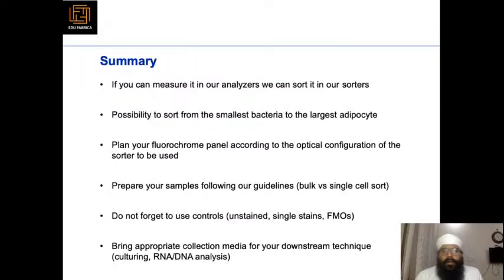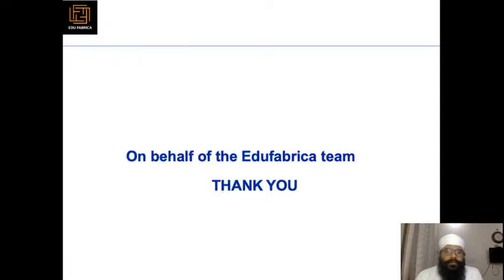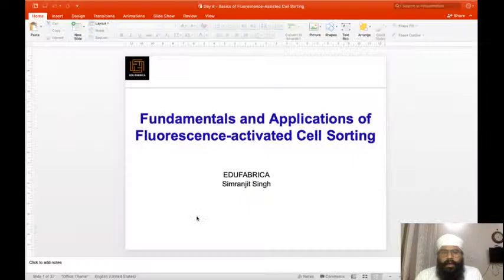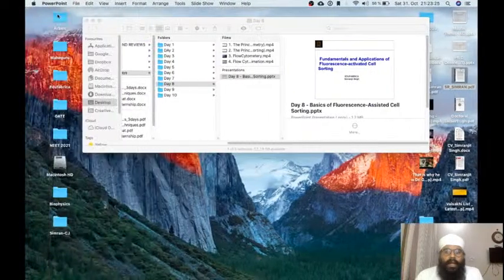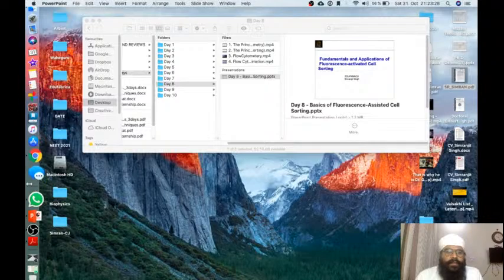So we have learned about measuring and analyzing in our sorters, with the possibility to sort from the smallest bacteria to the largest adipocytes. Plan your fluorochrome panel according to the optical configuration of the sorter to be used, and prepare your samples following our guidelines. Do not forget to use controls, and bring appropriate collection media for your downstream techniques. Thank you, on behalf of the Edufabrica team, for getting to know a little bit about FACS analysis.